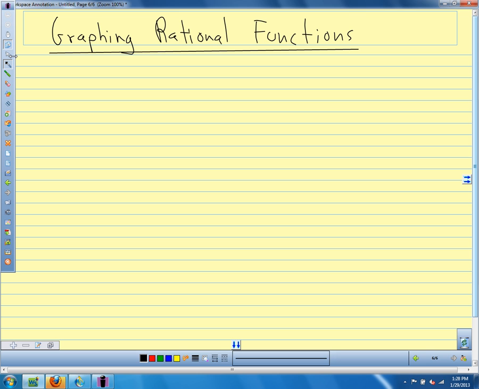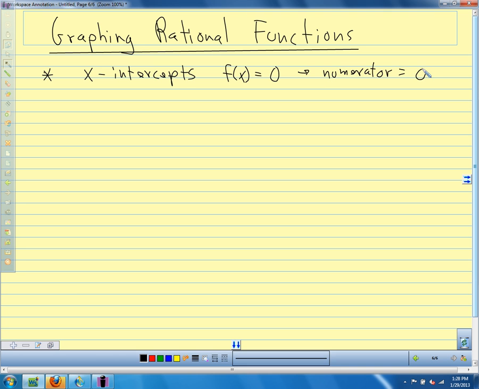So graphing rational functions, we're going to use the same ideas that we talked about when we graphed other kinds of functions. We want to find several things about our rational functions. To graph rational functions, we want to find the x-intercepts. That is where our function equals 0. And when we have a fraction, our function equals 0 when the numerator equals 0. So we just have to set the numerator equal to 0.